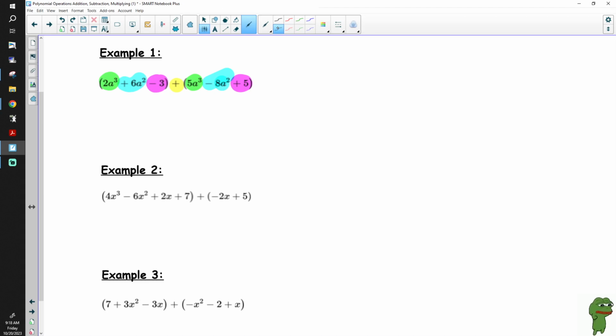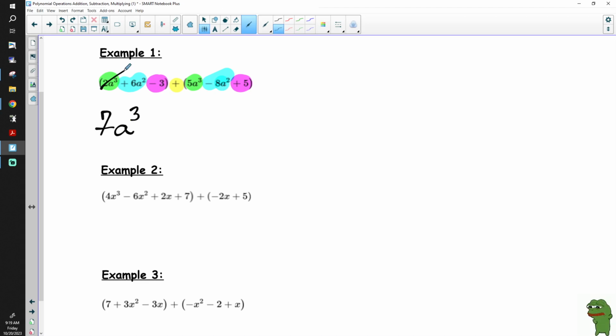The 2a to the third and the 5a to the third. Those have the biggest exponent. I want it first. So add them together. 2a to the third plus 5a to the third is 7a to the third. Now notice, did my exponent change? No. When you add and subtract, your exponents do not change, just the number in front. Multiplying is different. Adding and subtracting stays the same.